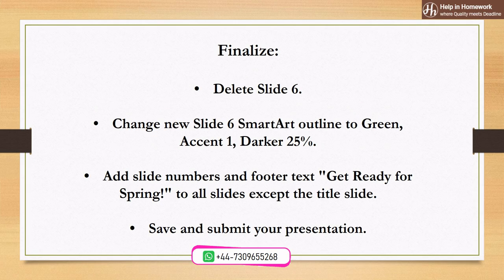Finalize. Delete slide 6. Change the new slide 6 SmartArt outline to Green, Accent 1, Darker 25%. Add slide numbers and footer text, "Get ready for spring," to all slides except the title slide. Save and submit your presentation.